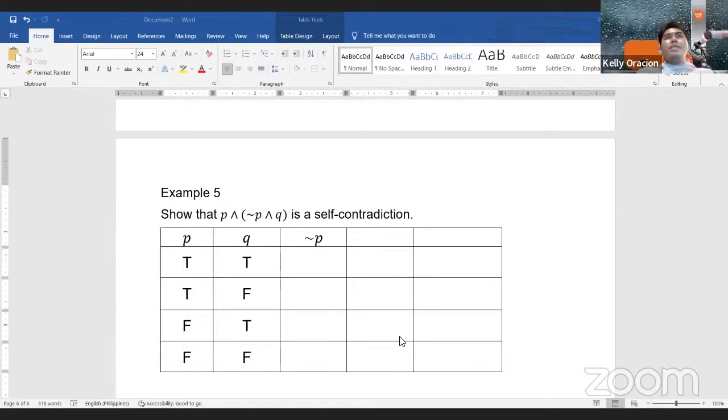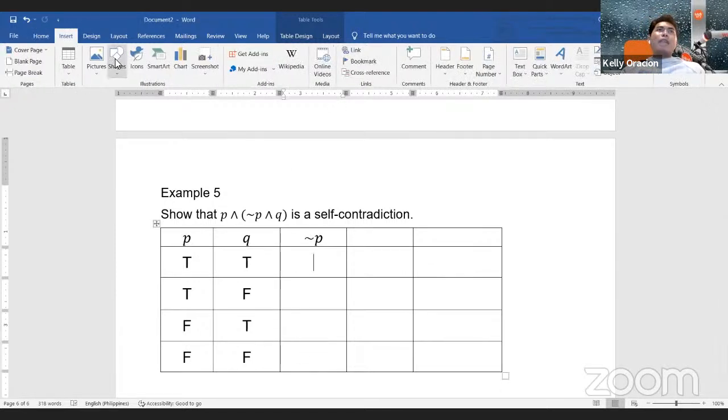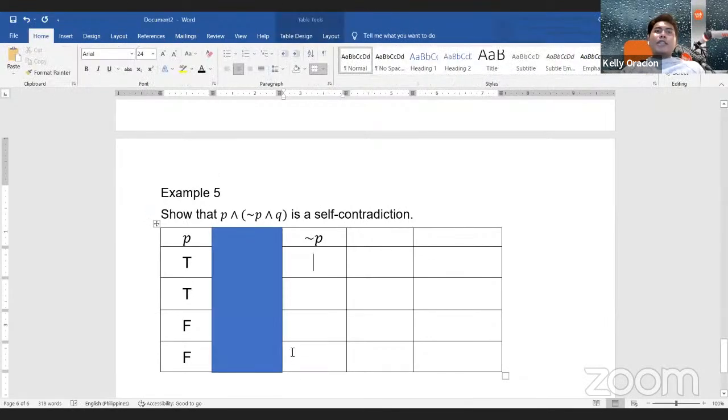Okay, let's solve our last example, no? For us to end this class. So yeah, let's focus on the negation of P. We will focus on the P. So this is false, false, true, true.